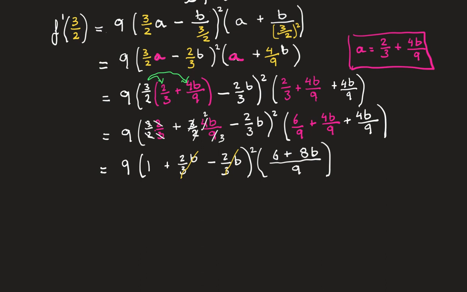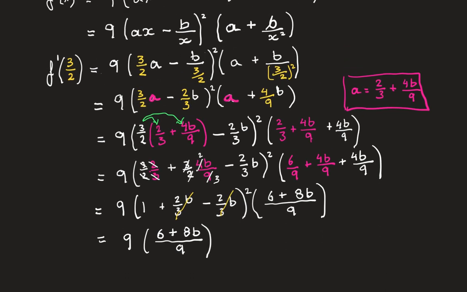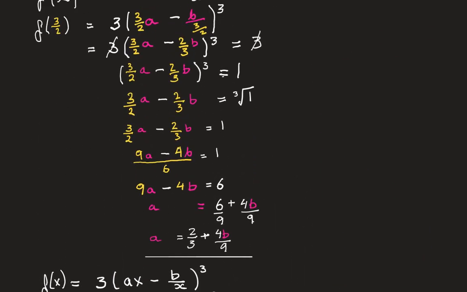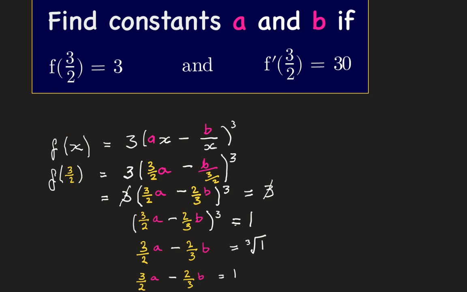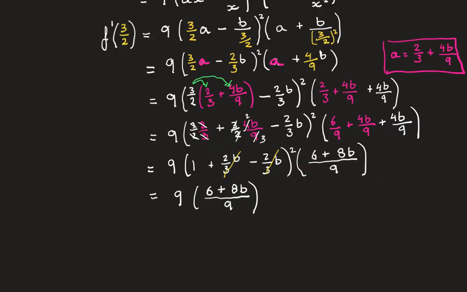And as this was supposed to be squared, we will just have 1 squared, which is just 1. So that stays, and now we just have 6 plus 8b over 9. If you remember, that was supposed to be 30 here, so we'll equate this with 30.